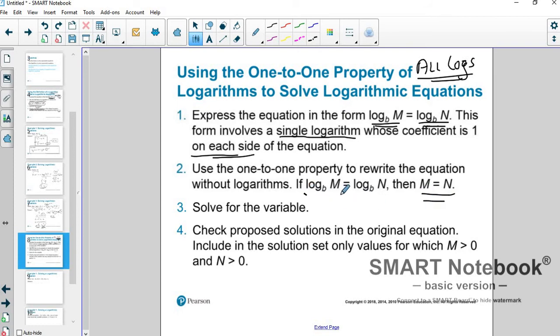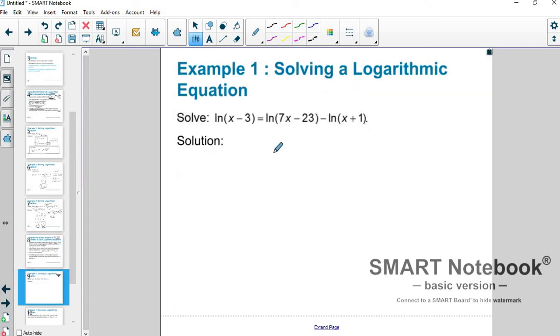We are not dividing by logarithms. You can't do that. You're not allowed to. But because logarithms are one-to-one, if log base b of m equals log base b of n, then m and n are the same. You still have to check your answers at the end. Okay? So let me show you what I mean by that. Here we have 1 log equals 2 logs. All right, well, we can't do 2 equals 1. We have to do 1 equals 1.